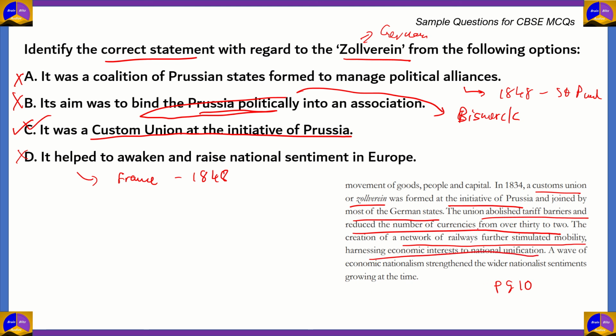So this talks about economic liberalism and the initiative of Prussia, which is the Zollverein, which was also known as the Customs Union. So option C, Customs Union at the initiative of Prussia, is the correct answer.